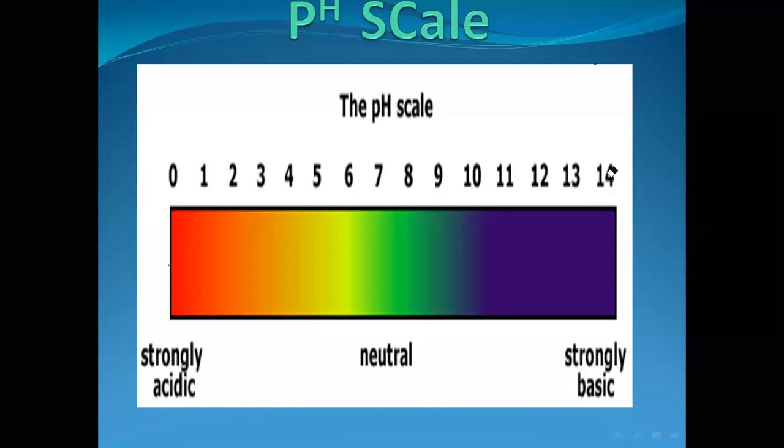If you have pH 3 and pH 4, which one is acidic? Both are acidic solutions. Why? Because both are less than 7. Which one is more acidic, pH 3 or pH 4? pH 3 is more acidic.